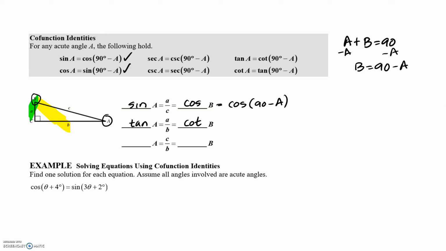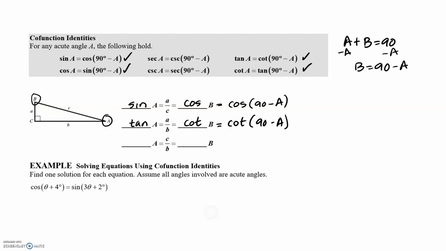Adjacent over opposite. So you can see that tangent of A is the same as cotangent of B, and we know that B is still 90 minus A. It gives us that one. And in a similar argument, you could do the same thing for cotangent.